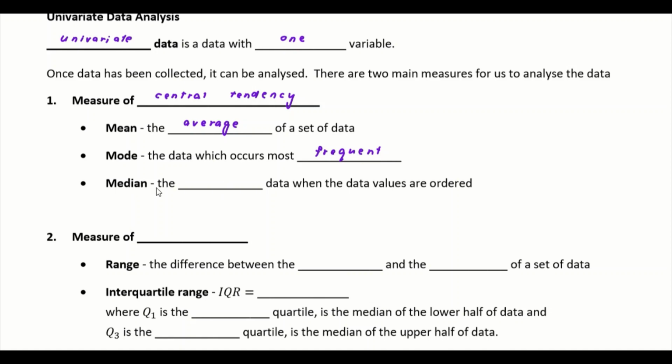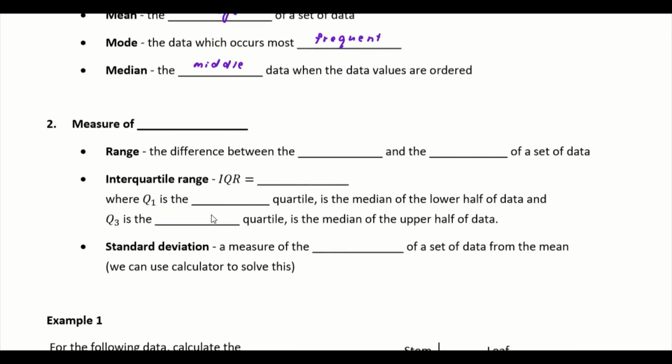Then the last one is the median. So it's the middle data when we order the data set. All right. So if I collect 41 heights, then what's the middle value? That's my median. Okay, so later we'll be looking at one example here, so don't worry about that.